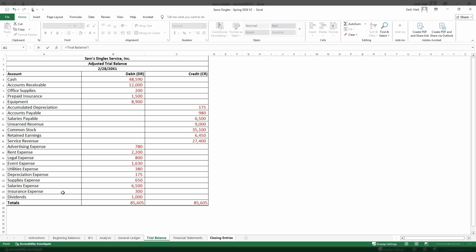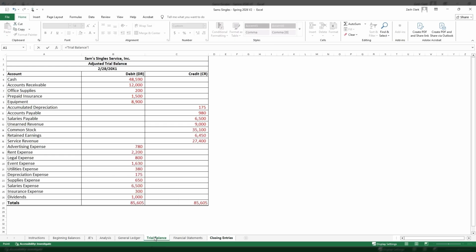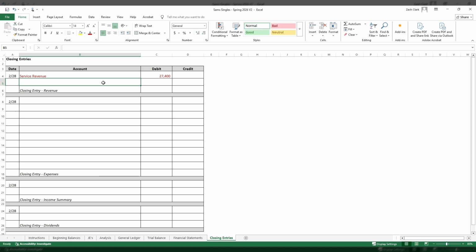I'm going to link these together to make this a little easier. So we have service revenue. Again, we're going to debit what was previously a credit, and we're going to use the income summary account. Link those together to do that closing. Okay, so now we've got revenue closed. We're going to have income summary as our debit for expenses, because all of our expenses are going to be credited to decrease.